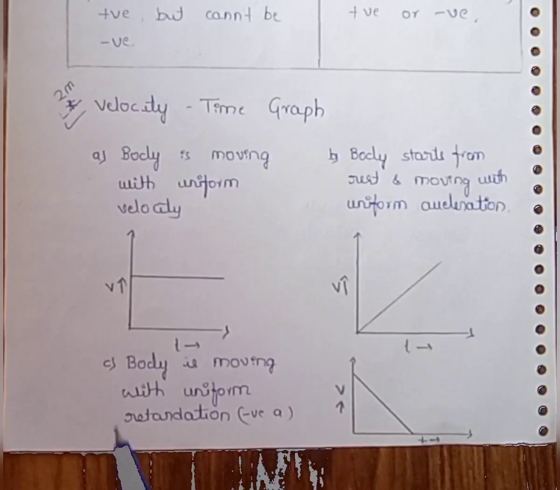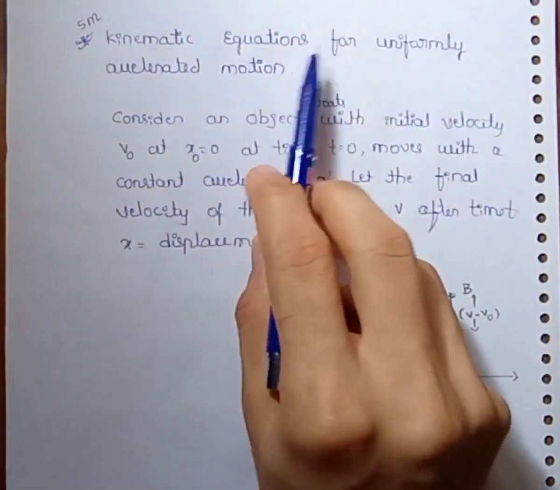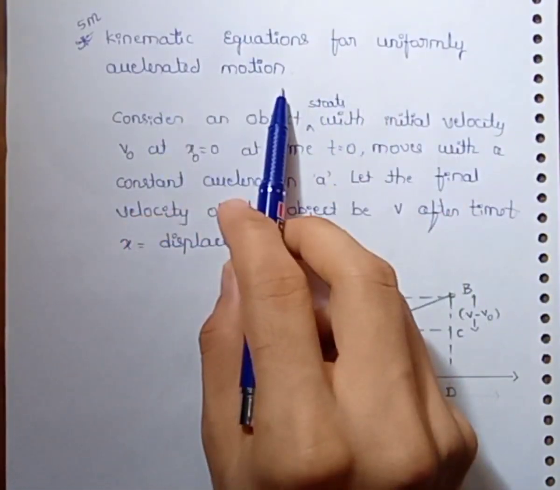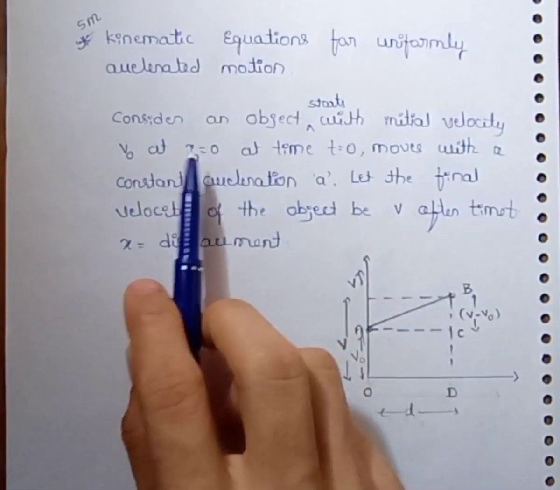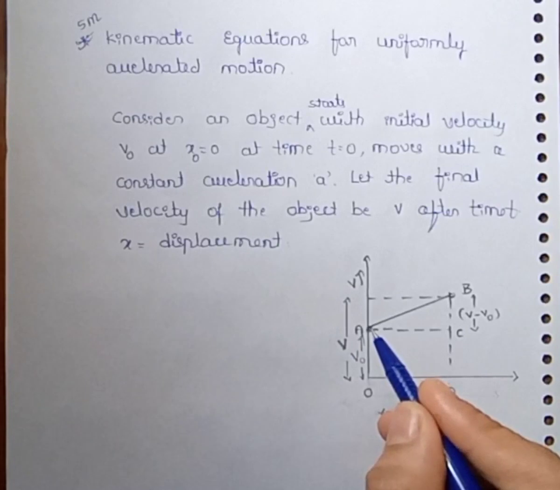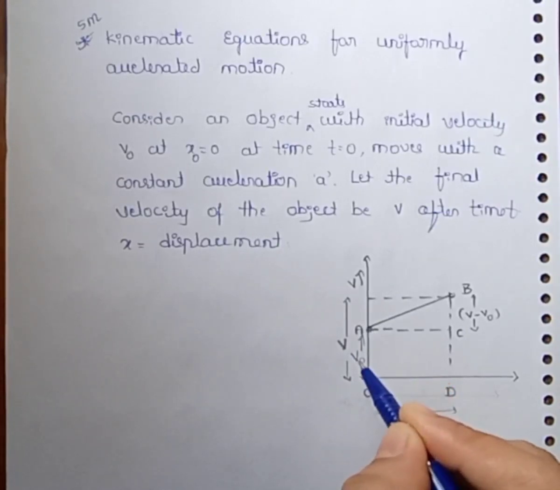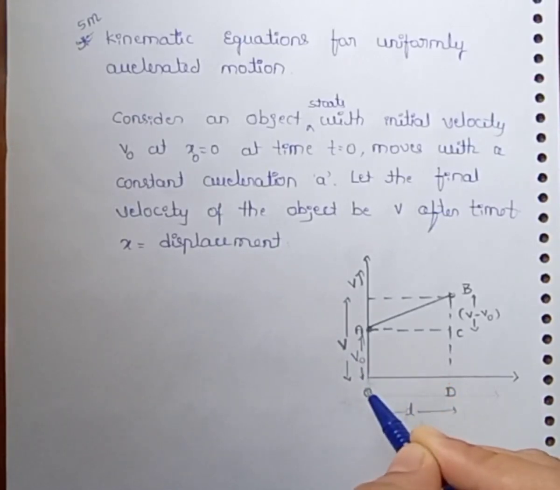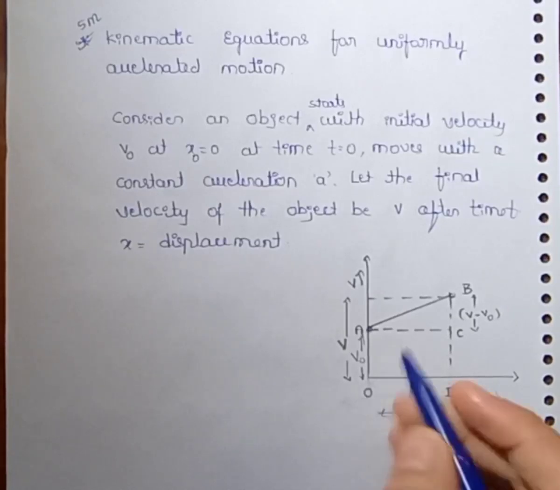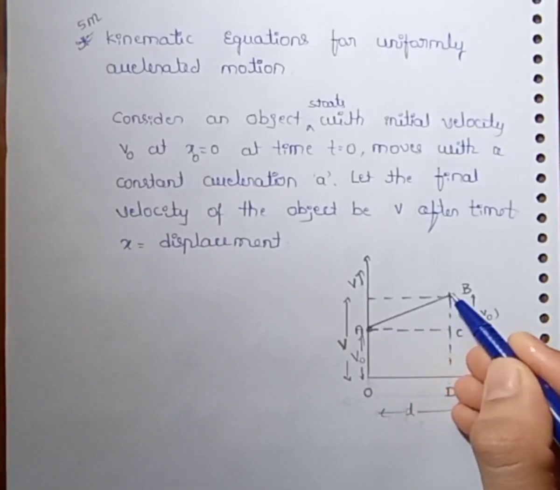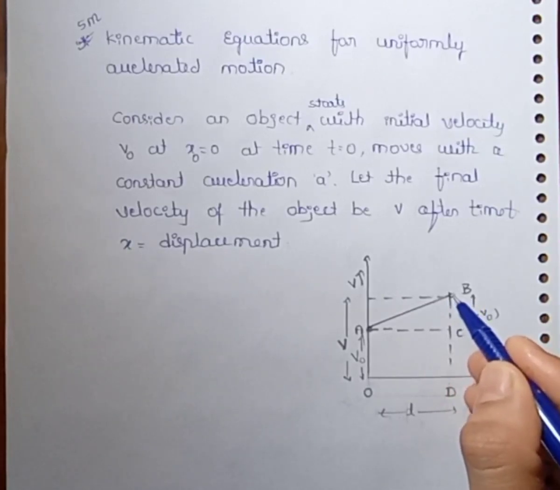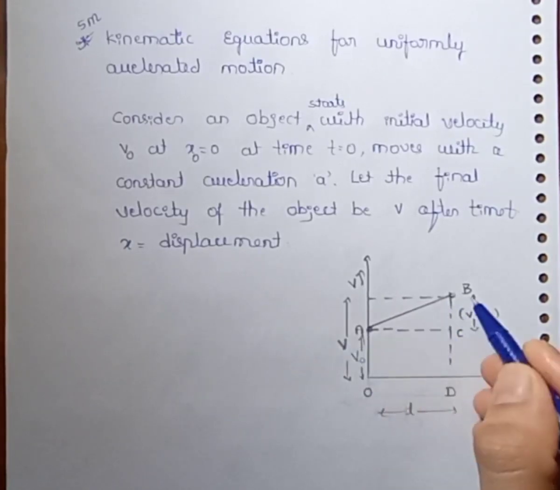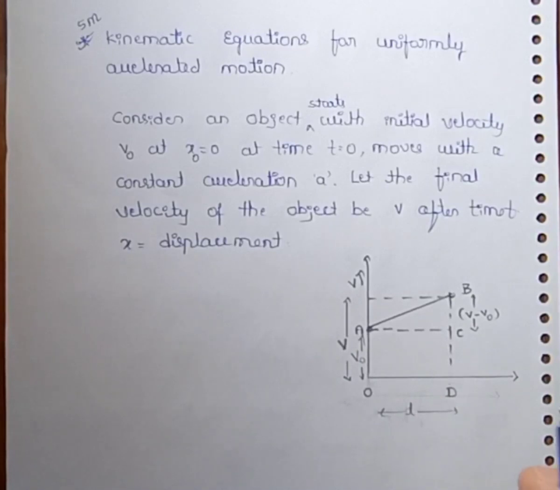and this one is very important for 2 marks. Next one, it is kinematic equations for uniformly accelerated motion, and this one is very important for 5 marks. Let us consider an object that starts with initial velocity v0 at x0 equal to 0 at a time t equal to 0, moves with a constant acceleration a, and the final velocity of the object be v after time t, and x be the displacement of the particle.